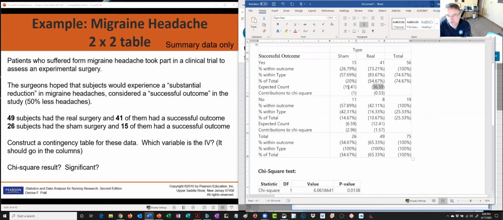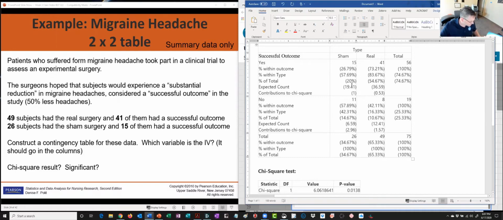So what did it do? It took that number, the expected count that we got, and subtracted the observed. So if nothing's going on, we should have only 15 there. So it took that minus that and added up all of those as it went forward. If we look at this first one for the sham, and then for example the real, you get all the contributions for chi-square.